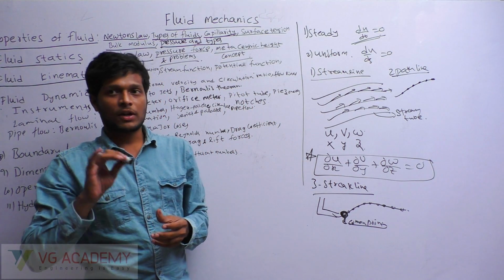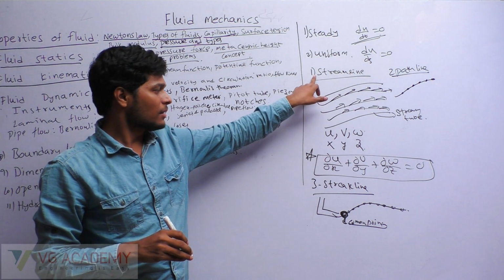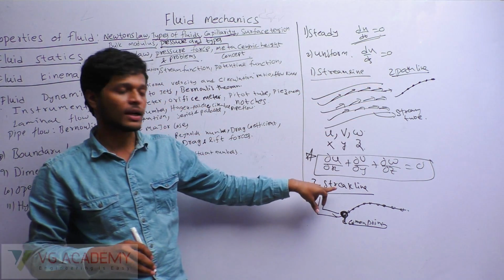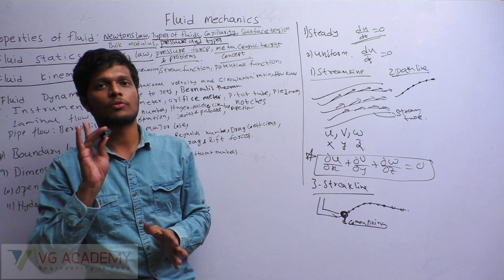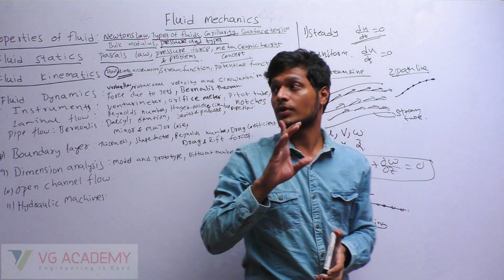For a steady flow, streamline, path line and streak line coincide. That we have to remember. That is one important bit.